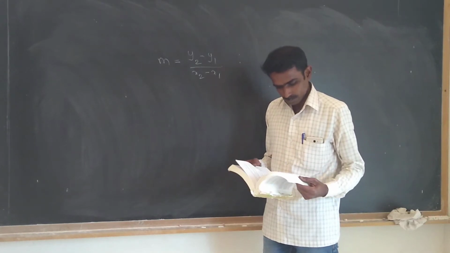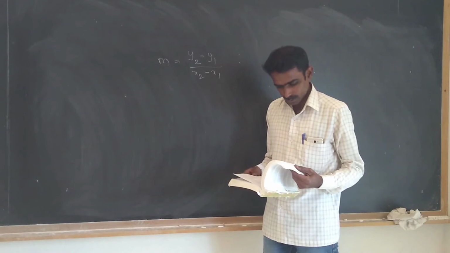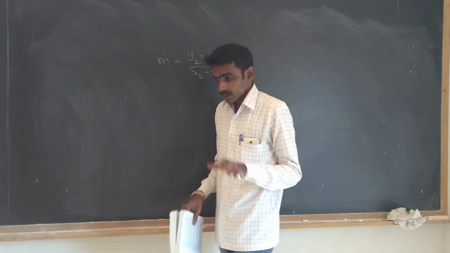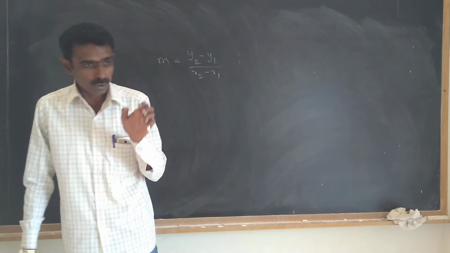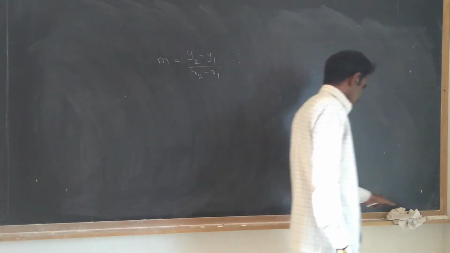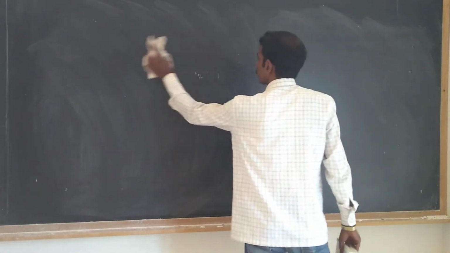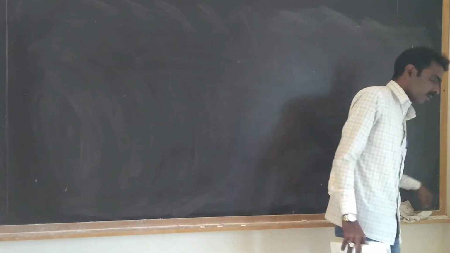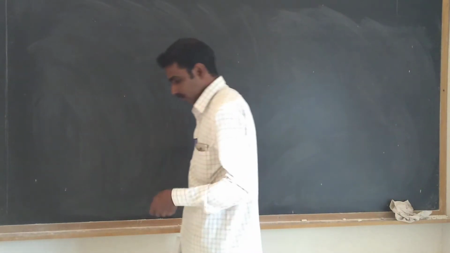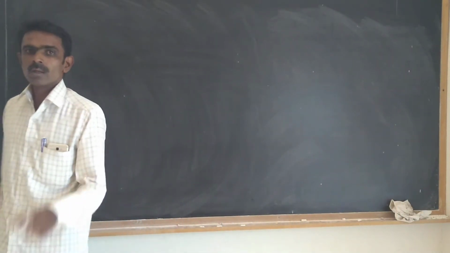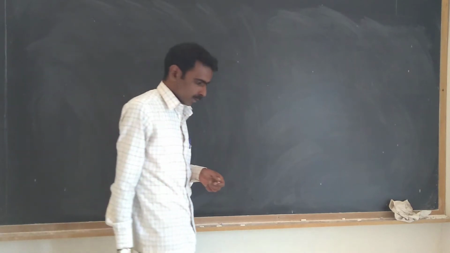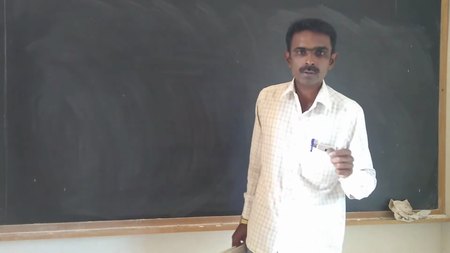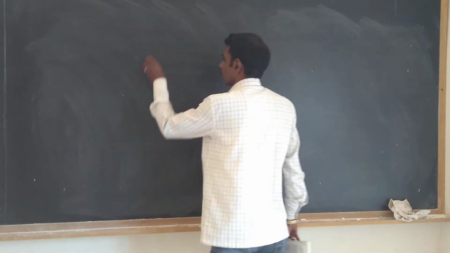The next part that we are going to study here is with respect to two lines. In terms of the slope, when do you say that the two lines are parallel and when do you say that the two lines are perpendicular?